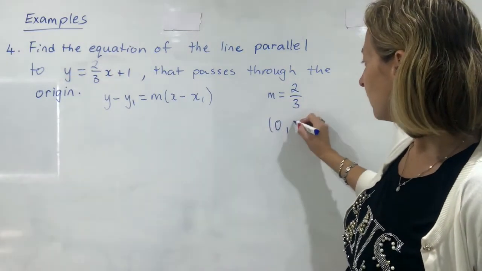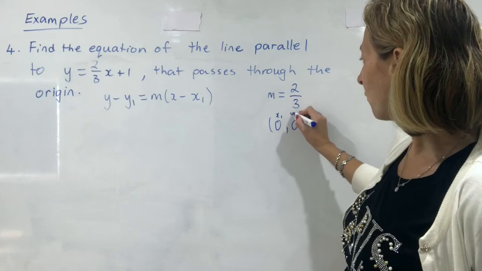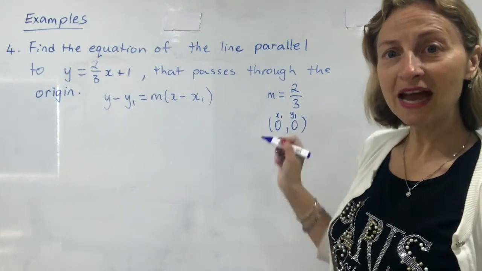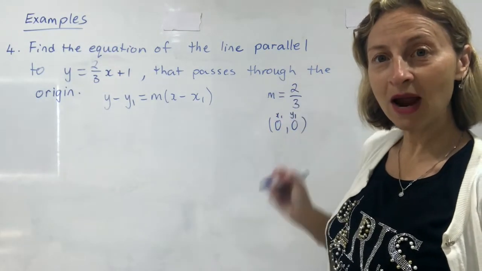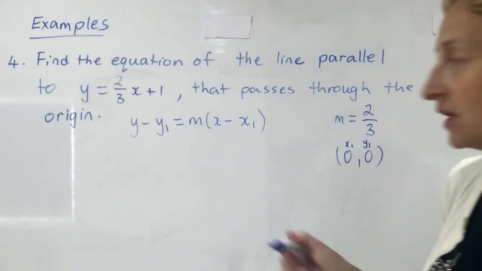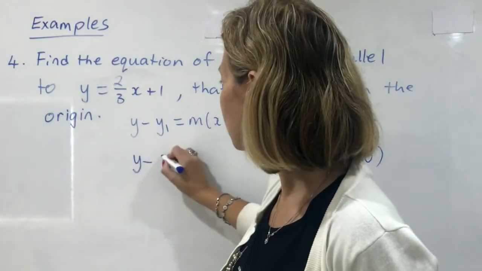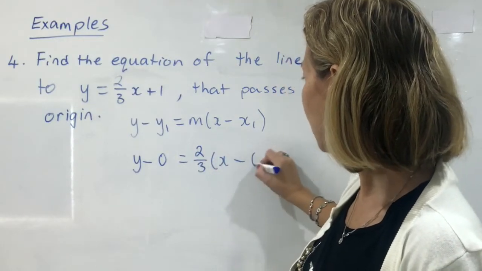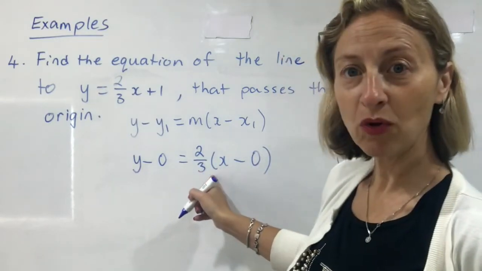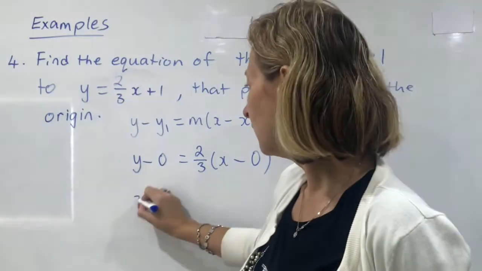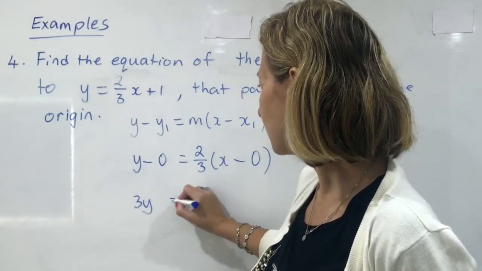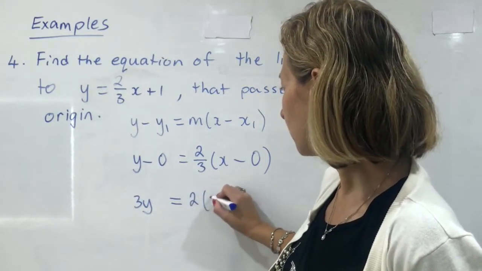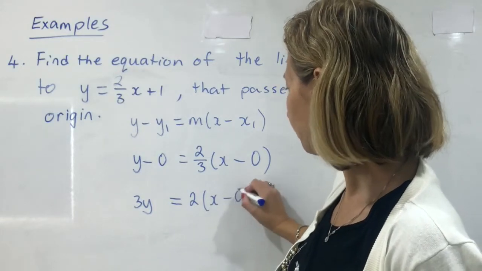0, 0. So that's the coordinates of the point that I need to use. And now that I've got the point and the gradient, I just need to substitute it in. So y minus y1 equals m(x minus x1). Again, I like to multiply by 3 to get rid of the fraction. So 3y, 3 times nothing is nothing, equals 2 lots of, well, x minus nothing.